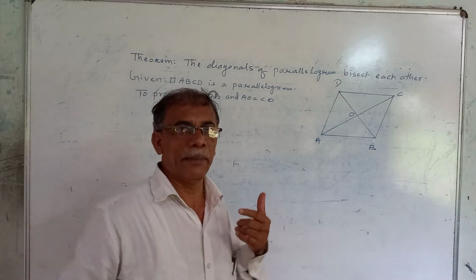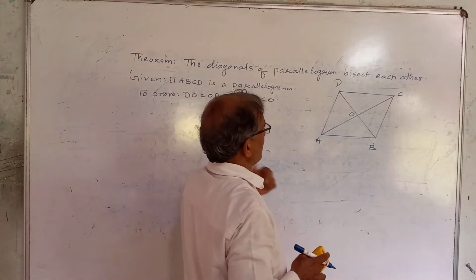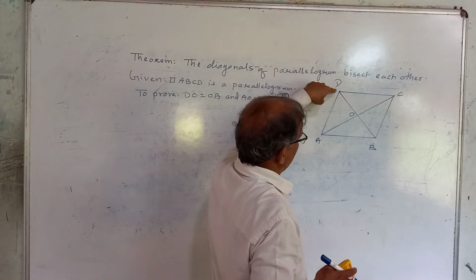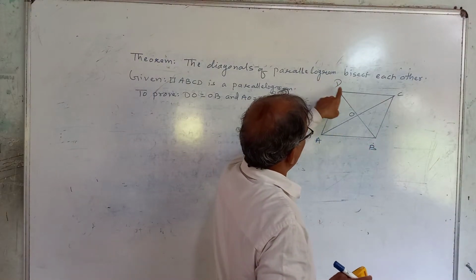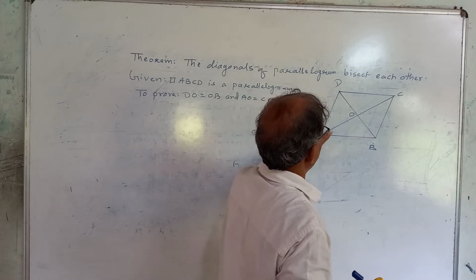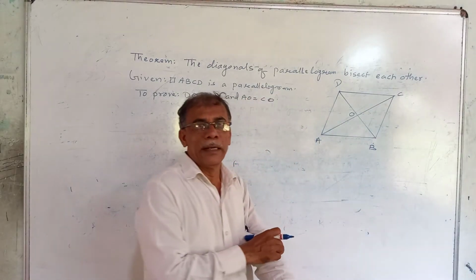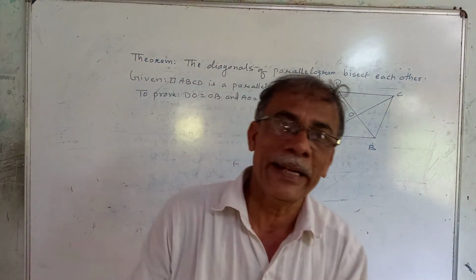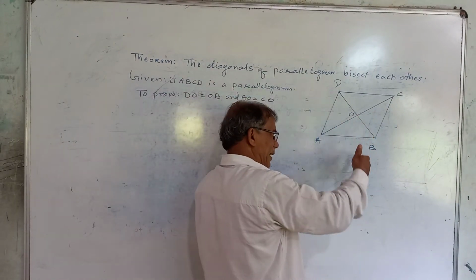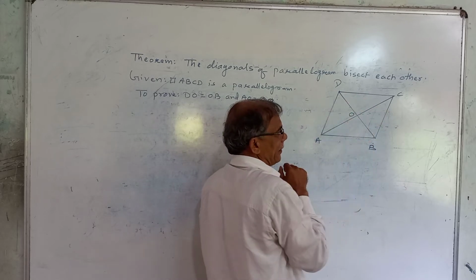Diagonal means line segment joining the opposite vertices or opposite angles. So for angle D or vertex D, opposite vertex B. So when you join DB, you get one diagonal, and AC. When you join A and C, you get another diagonal. Now diagonals bisect each other means diagonal AC bisects DB, diagonal BD bisects AC.